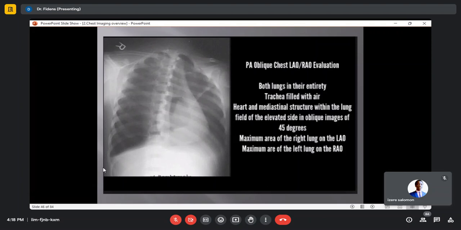Because we have done a right oblique, we are focusing on the right side. The left side is ignored. That's the reason why it's not clear. Don't start talking about the bad quality on the left side, because we are focused on this. If there is any fracture on these ribs, you can see them very well.